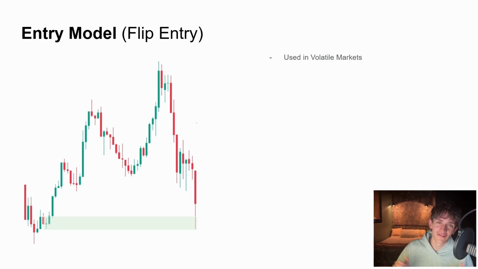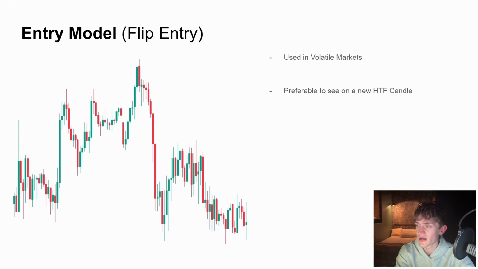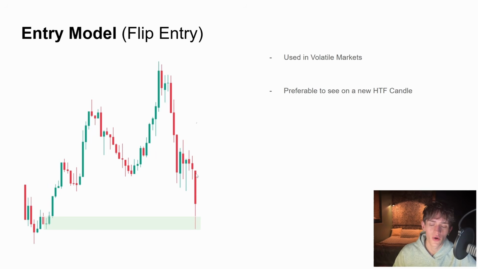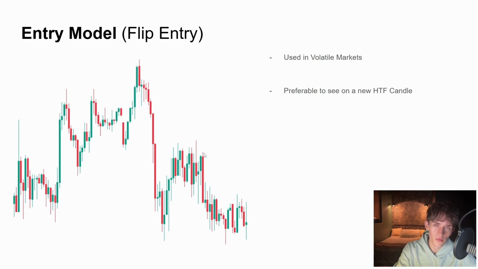Next, let's talk about flip entries, which get a little bit more confusing. These can once again be used in volatile markets, and it's going to be preferable to see on a new higher time frame candle. If we go and look at the higher time frame, I believe this is the 1 hour, we can see that almost every candle has a significant upper and lower wick. Therefore, if we were to form this candle on the 30-minute or the new 1 hour candle and come straight down as we see here, then that means we have not formed an upper wick yet.